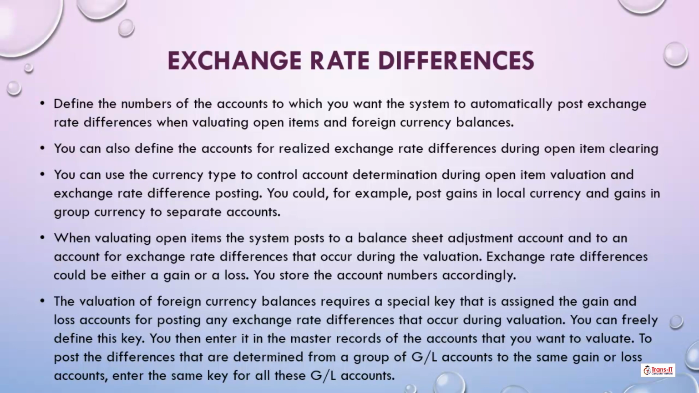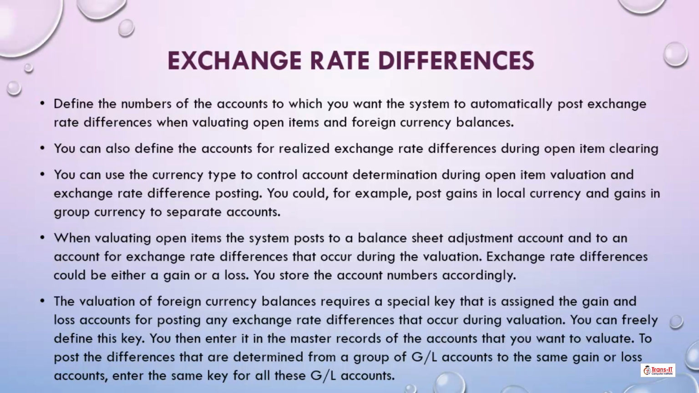You could, for example, post gains in local currency and gains in group currency to separate accounts. When valuating open items, the system posts to a balance sheet adjustment account and to an account for exchange rate differences that occur during the valuation. Exchange rate differences could be either a gain or a loss. You store the account numbers accordingly.